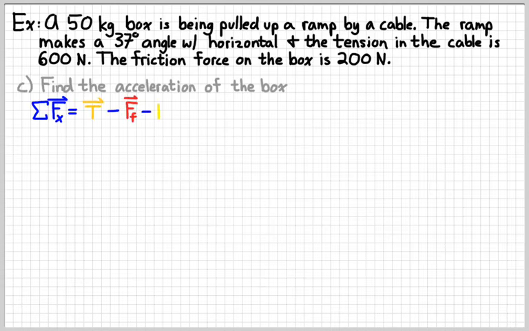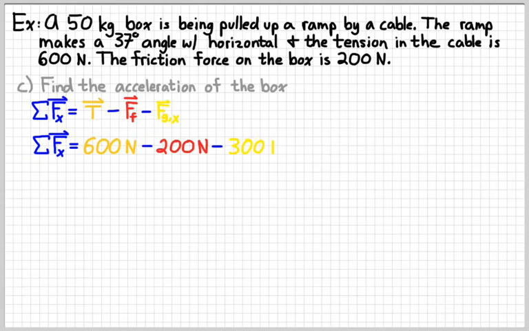Hopefully you could write a net force equation in the x direction. And so the net force equation will look like tension minus friction minus FGX. So tension goes up the incline, friction and FGX goes down the incline. So plugging in the values gives you something like 100 newtons. That would be the net force on this object.